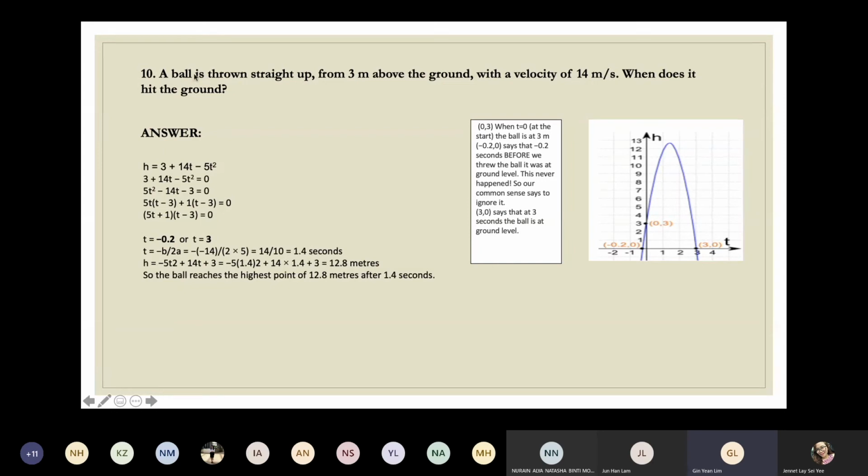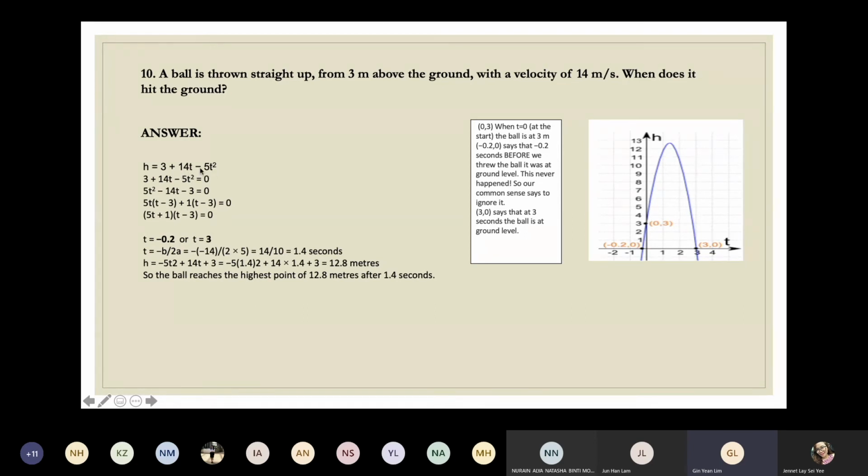So last question, a ball is thrown straight up from 3 meters above the ground with a velocity of 14 meters per second. When does it hit the ground? So in this problem, I hinted just now that you need to use some physics equation. So you can form an equation here. h equals to 3, which is 3 meters above the ground. You can see from the graph there, 3 will be the y-intercept. So 3 plus 14t, 14 will be your velocity, and negative 5t squared.